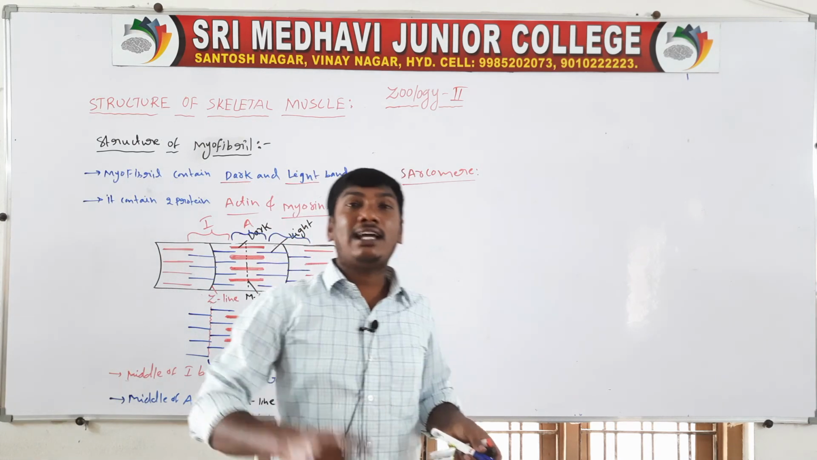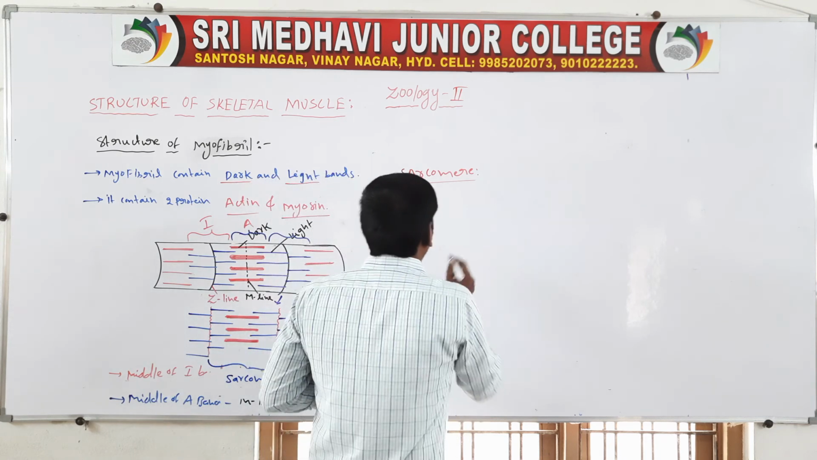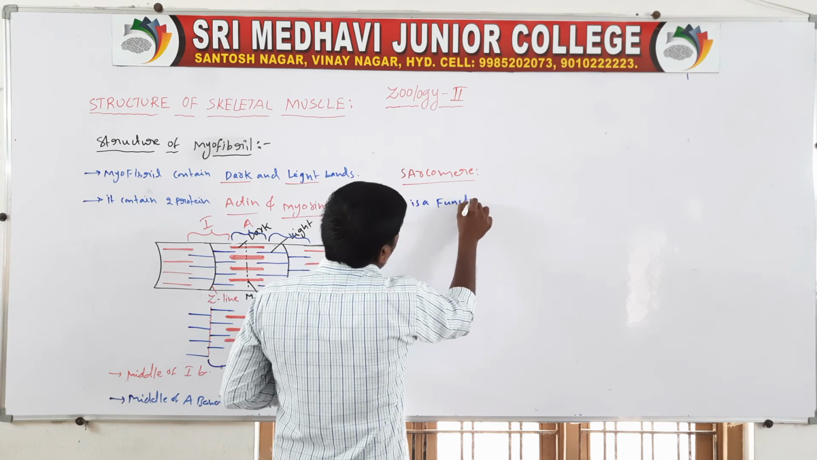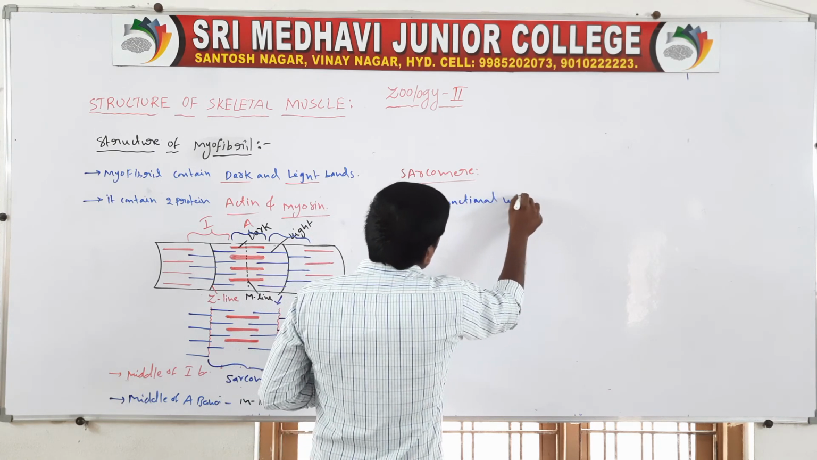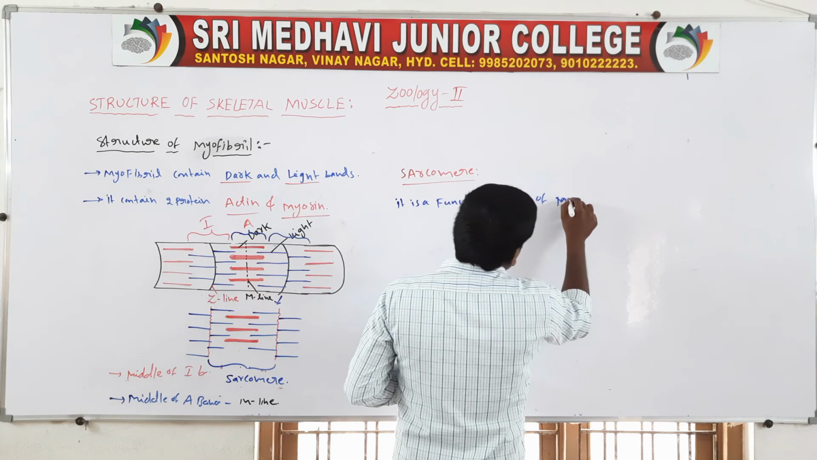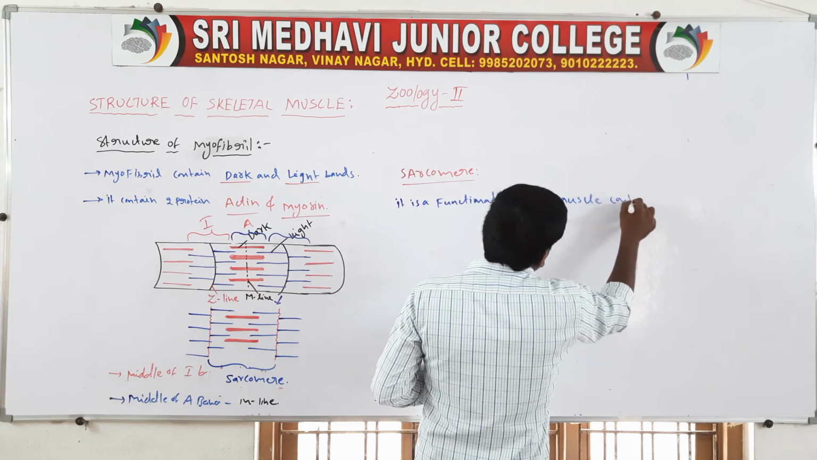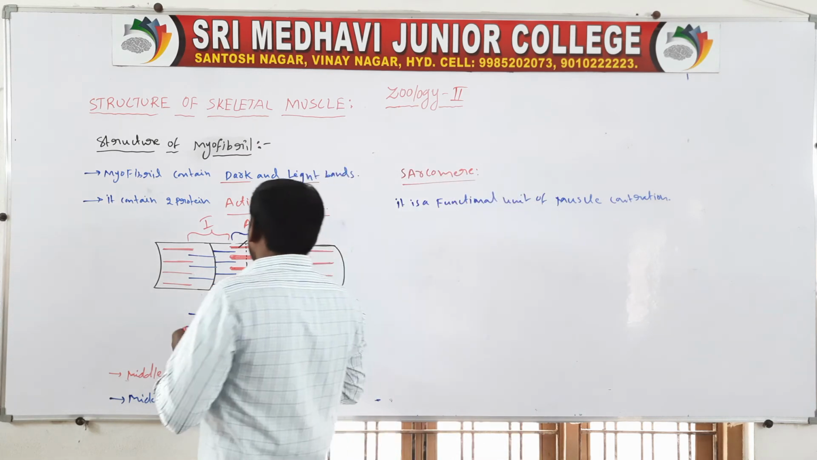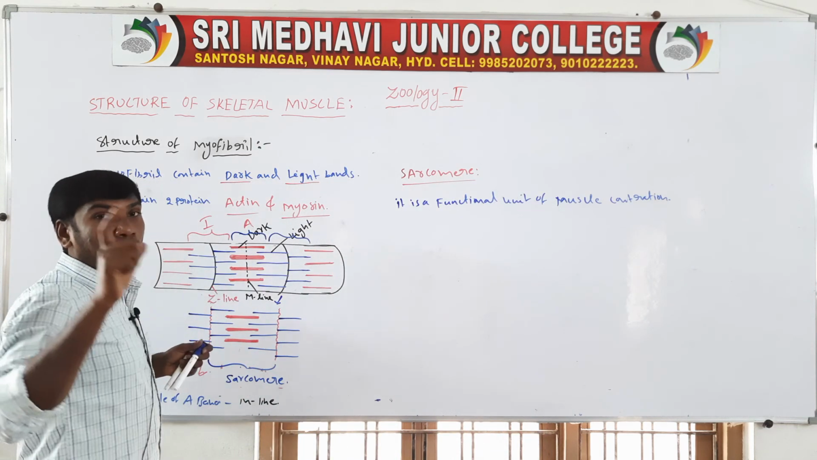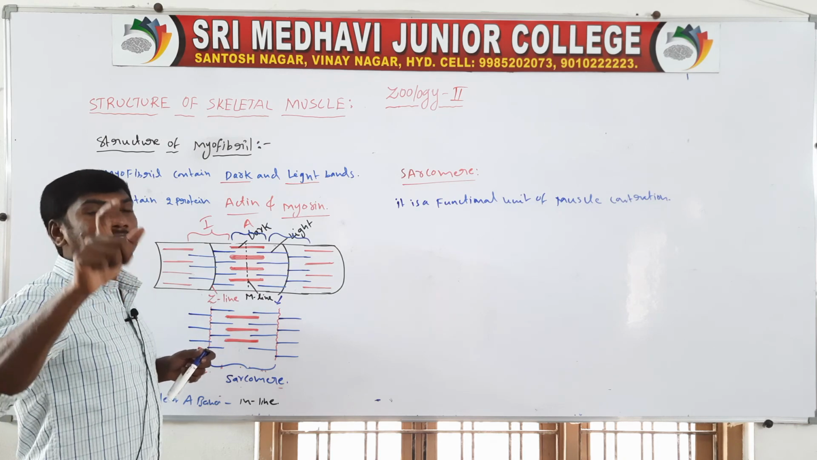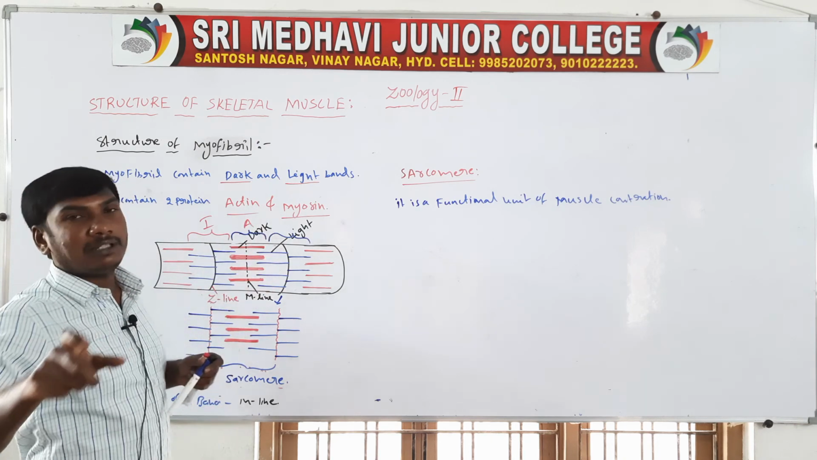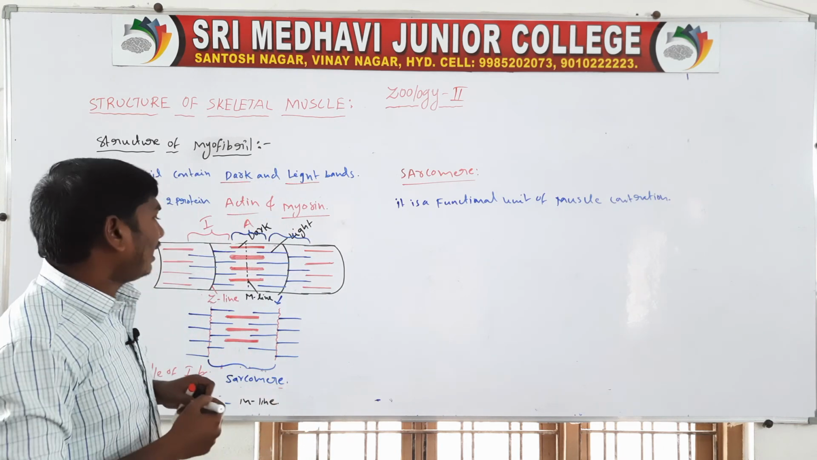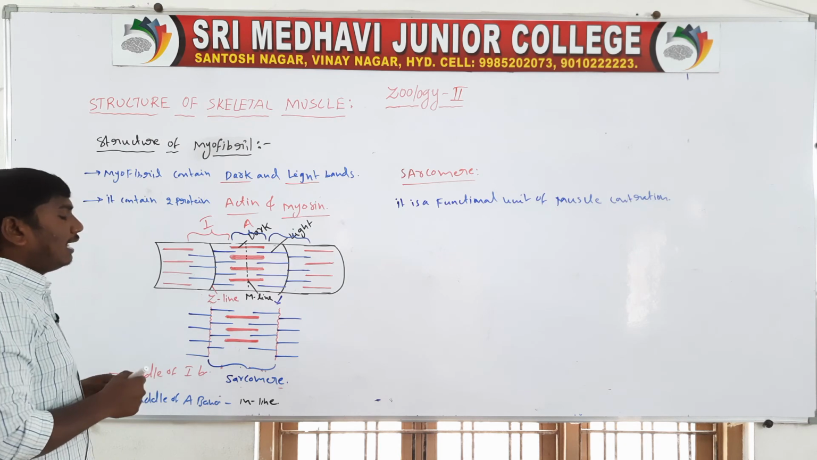This sarcomere is the functional unit of muscle contraction. The space between two successive Z lines is called a sarcomere, and the sarcomere is the functional unit of muscle contraction.